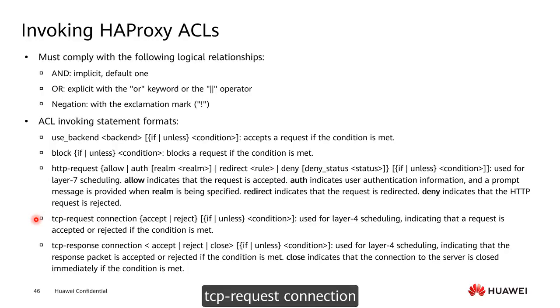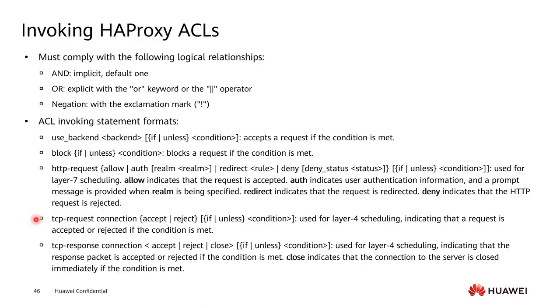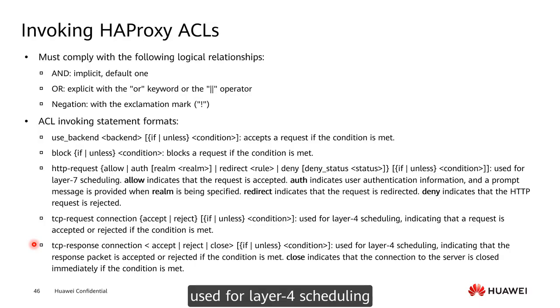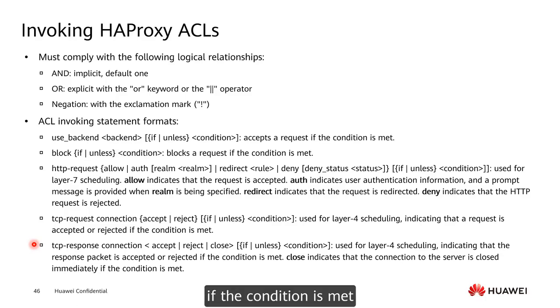TCP request connection is used for Layer 4 scheduling, indicating that the request is accepted or rejected if the condition is met. TCP response connection is used for Layer 4 scheduling, indicating that the response packet is accepted or rejected if the condition is met. Close indicates that the connection to the server is closed immediately if the condition is met.